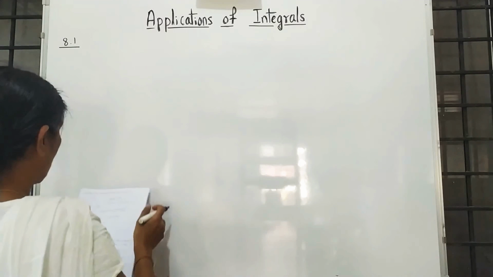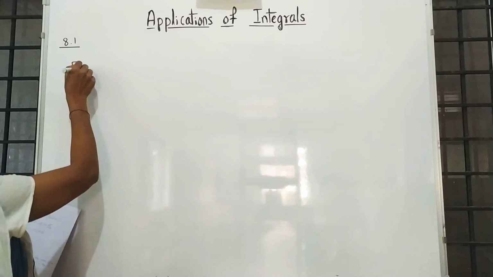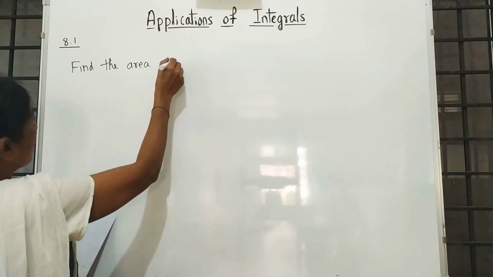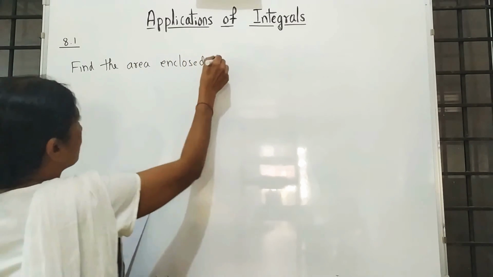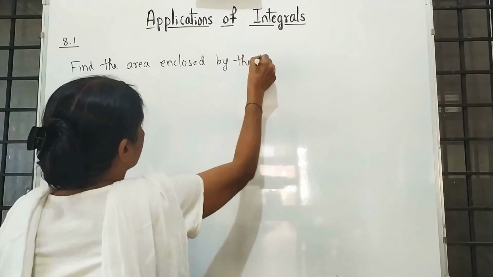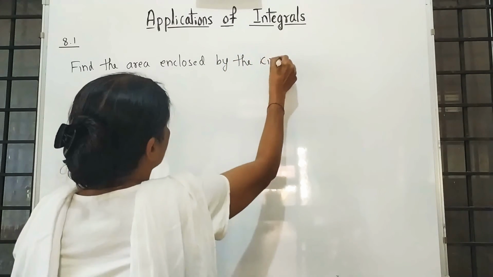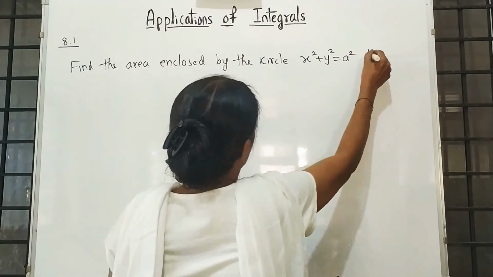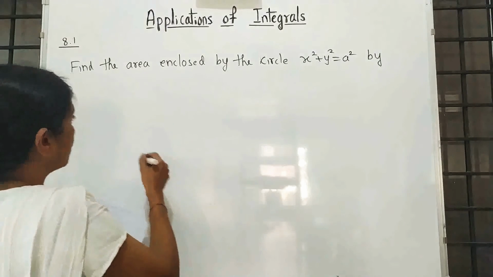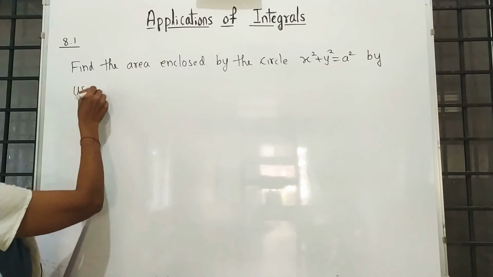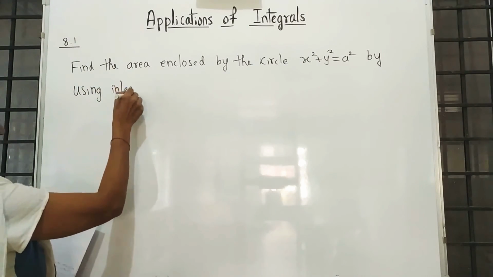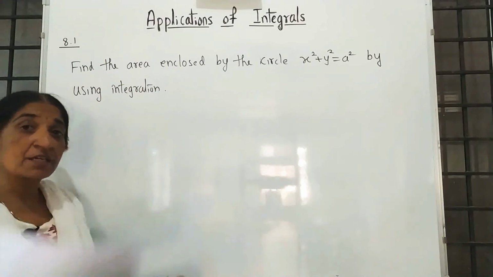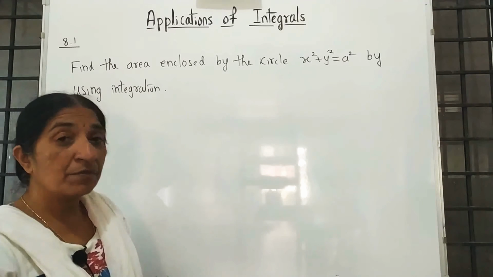Find the area enclosed by the circle x square plus y square is equal to a square by using integration. Using integration. And maximum students ask the question: is it necessary to remember the figure?